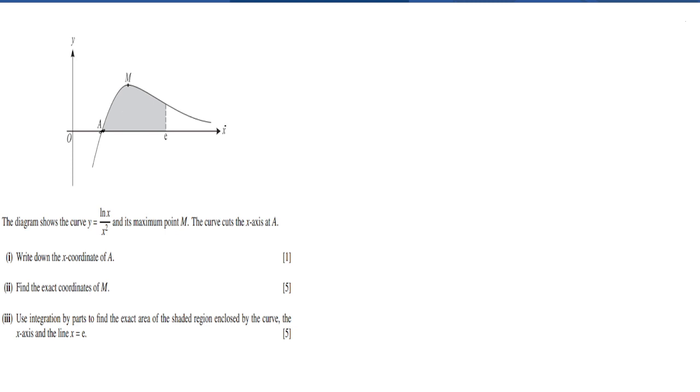Now there's one thing that we know already from the beginning. At the x-axis, what is the value of y? At the x-axis y is always equal to 0. So now we have to find the x coordinate of A, and we know at the x-axis y is equal to 0. So we are going to substitute y is equal to 0.